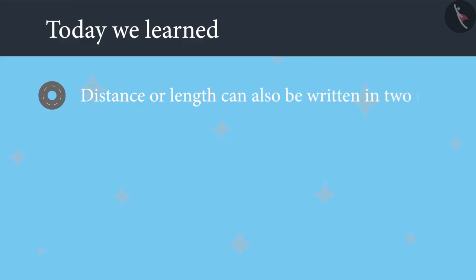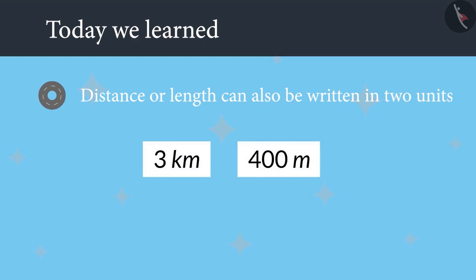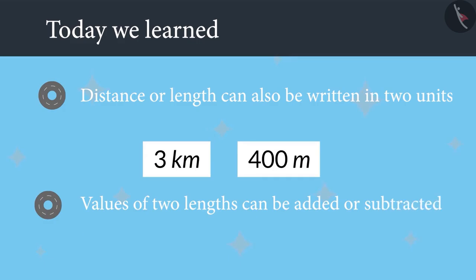Today you learned that distance or length can also be written in 2 units. Example, 3 kilometers, 400 meters. Values of two lengths can be added or subtracted only when they are written in a single unit.